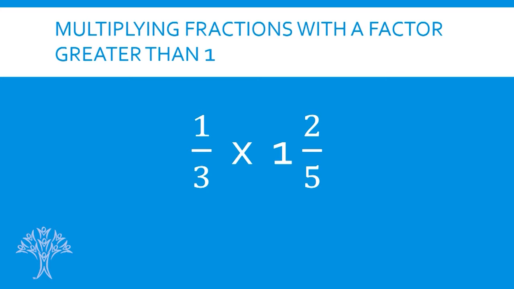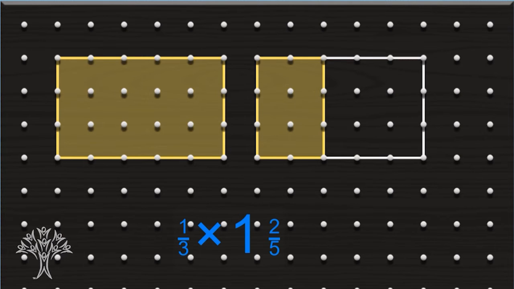Let's think about 1/3 of 1 and 2/5. I'll use an area model to help us visualize what this means. I drew 2 3x5 rectangles to represent our whole. Then I shaded 1 and 2/5.